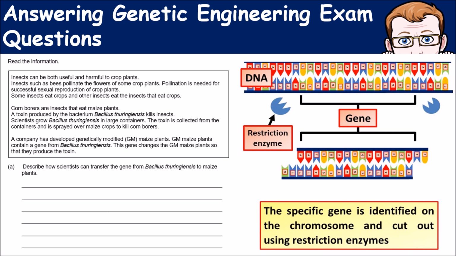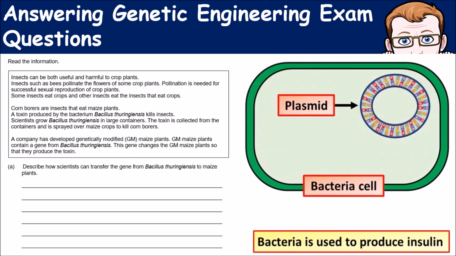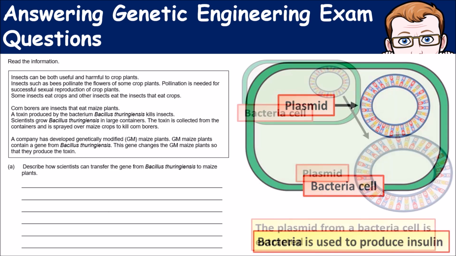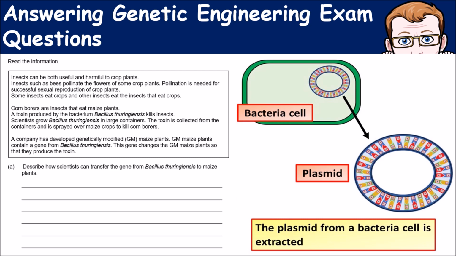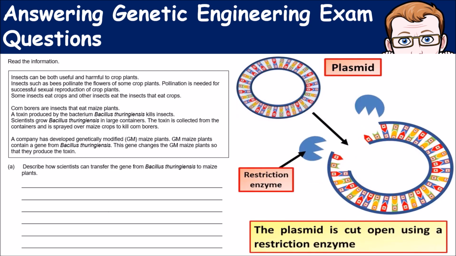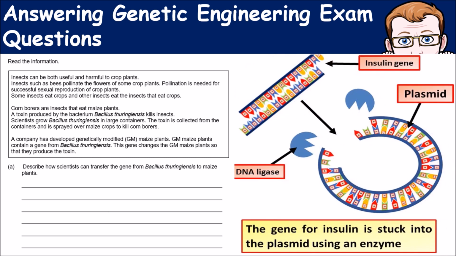We use restriction enzymes to cut out the specific gene from the cell. That gene is what we're then going to use to alter our bacteria in this case. So if we're altering bacteria so it produces insulin, we identify a plasmid. We then extract the plasmid from the bacteria. The plasmid is cut open using the same restriction enzymes as we cut out the gene with. And we then splice in the gene using a second enzyme, DNA ligase.